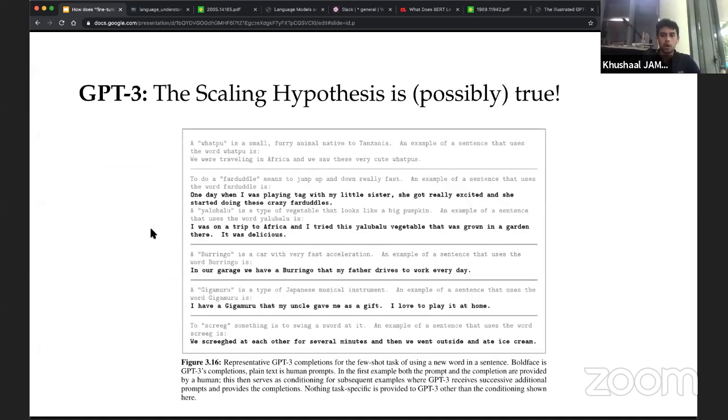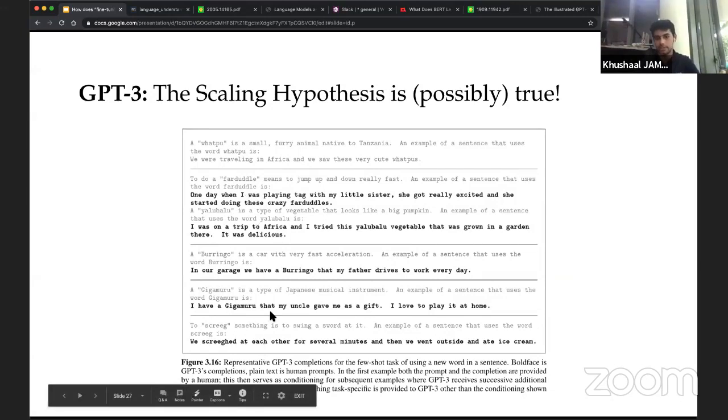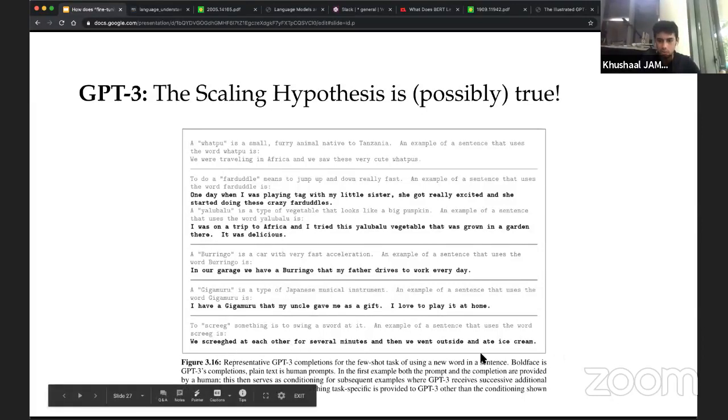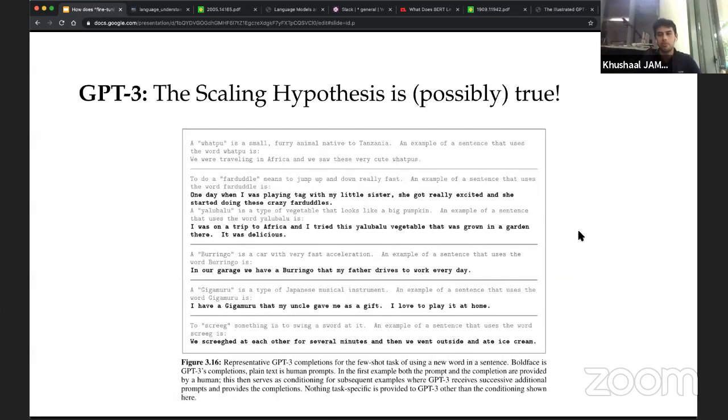The second one was its ability to learn how to use novel words. So given some example as context, it was able to learn how to use, fardoodle, yalu balu. And as you can see here, the authors claim this is a representative set of completions. With the exception of this one, which I thought was slightly awkward, it seems to be performing fairly well.